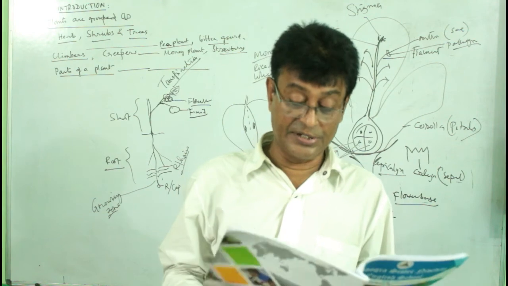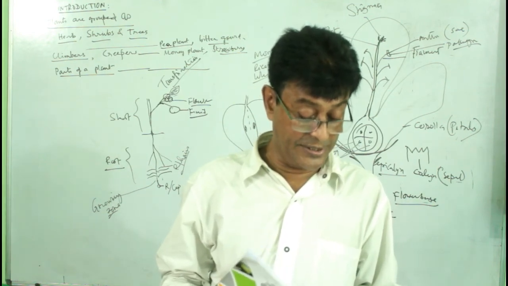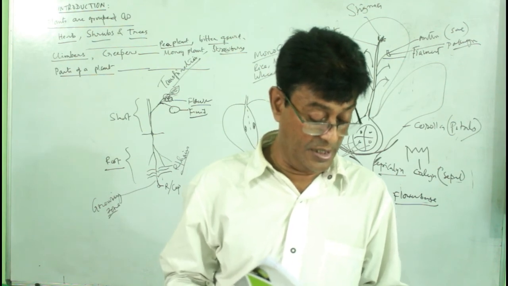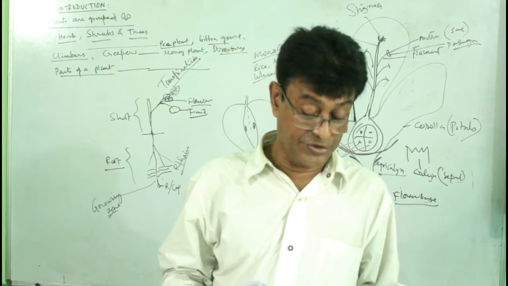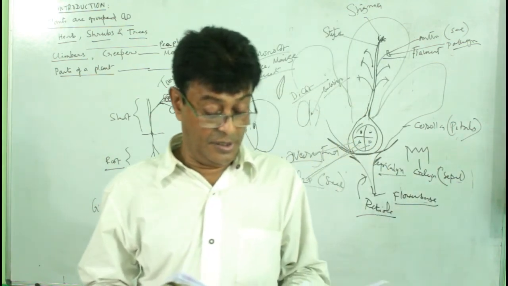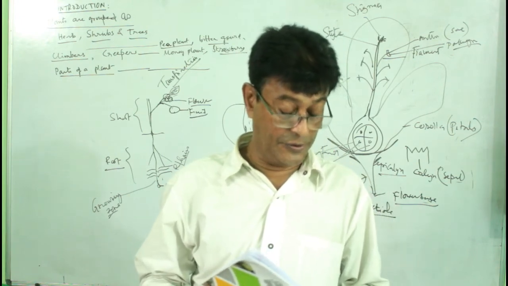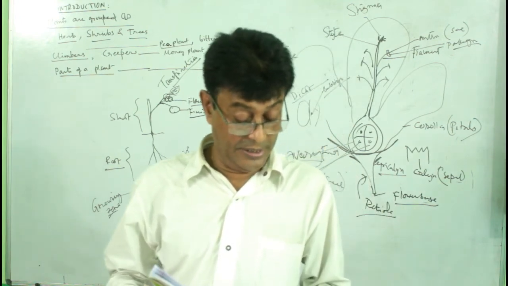Well, question number 36 is also there. The stem holds the plant upright, roots absorb water in the soil, and the stem conducts the water and minerals from the roots to the leaves.